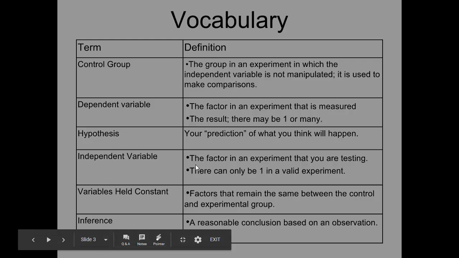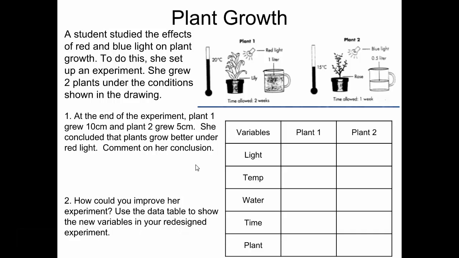All right, so let's talk about this for a minute. You can flip to the second page. We're going to start with an example. In this example, a student was studying the effects of red and blue light on plant growth. To do this, she set up an experiment, just like it's shown in the pictures at the top of the slide. She has two plants, plant 1 and plant 2. So she set it up under all those conditions.